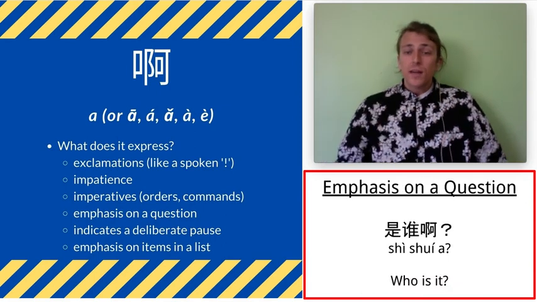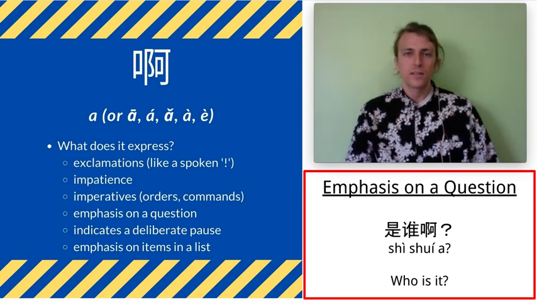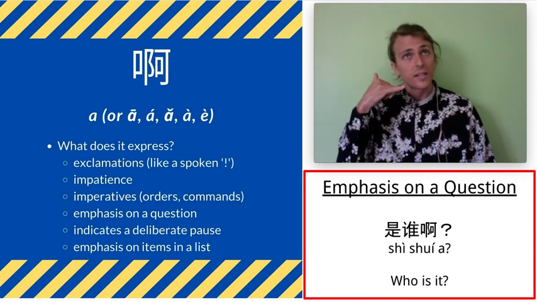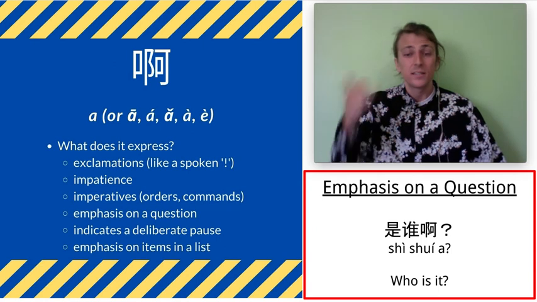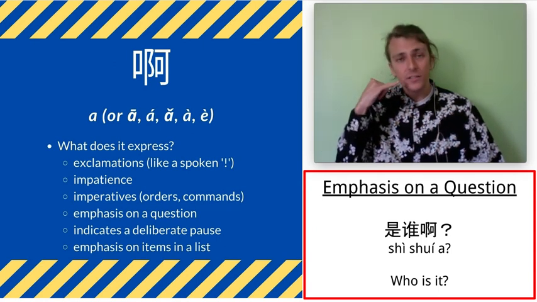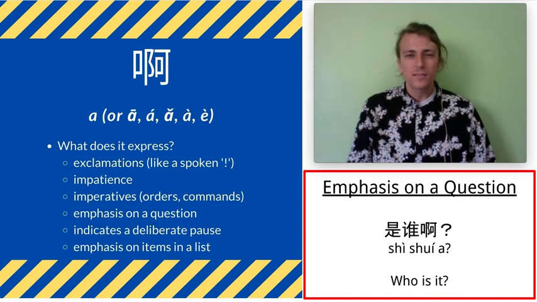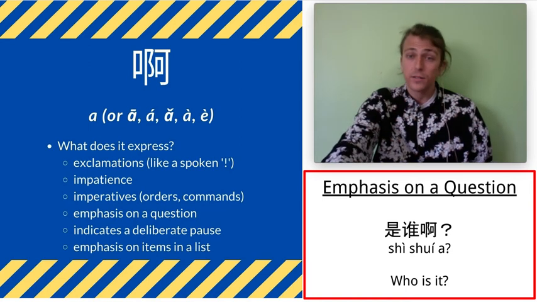Next, you can use a to put emphasis on a question, especially if you've already asked the same question. So, for example, if someone gives you a call on the phone and you say, 你是谁? Who are you? Or who is this in English? Say, 你是谁? And they don't answer. 是谁啊? Emphasizing that question again. So this is a little bit like a question mark followed by an exclamation mark in spoken Chinese.